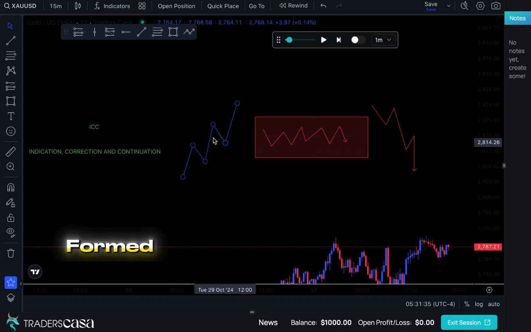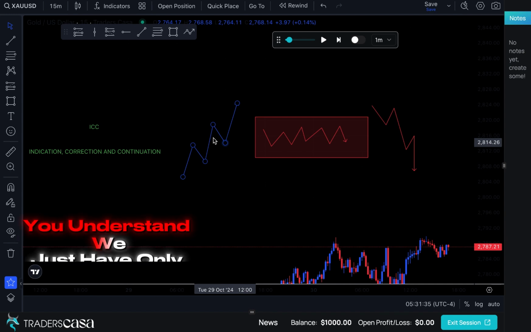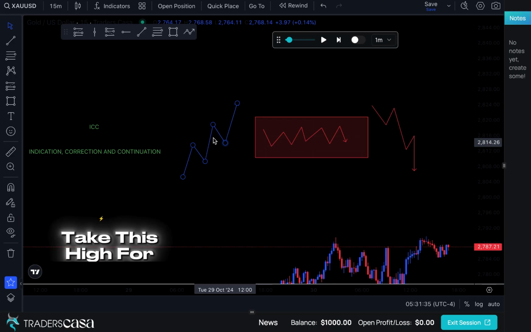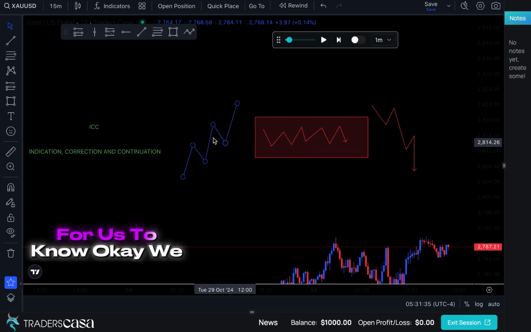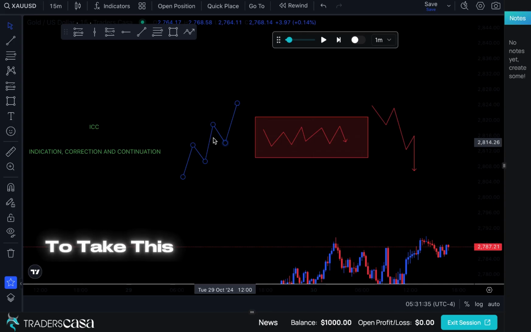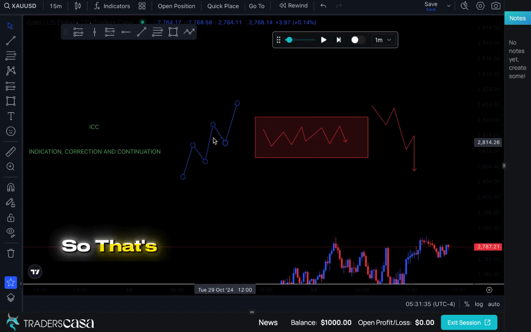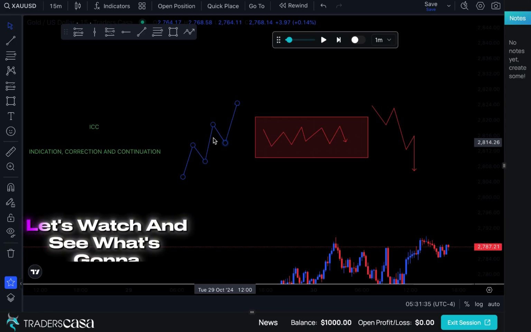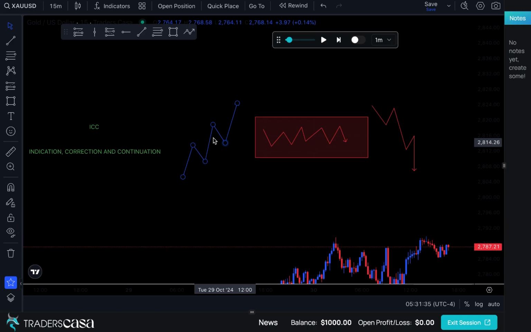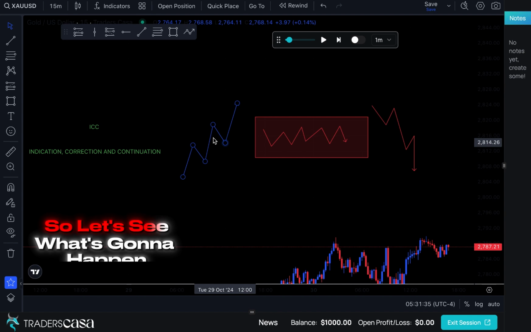break of structure to be formed. So right here currently there is no break of structure. The market has not broken up or broken down. You understand? We just have only this high. So the market has to take this high for us to know, okay, we are buying, or the market has to take this low for us to know that, okay, we are going to be selling. You understand? So that's how we are going to do that. So now let's watch and see what's going to happen. Let's put this on 1 hour. So let's see what's going to happen.